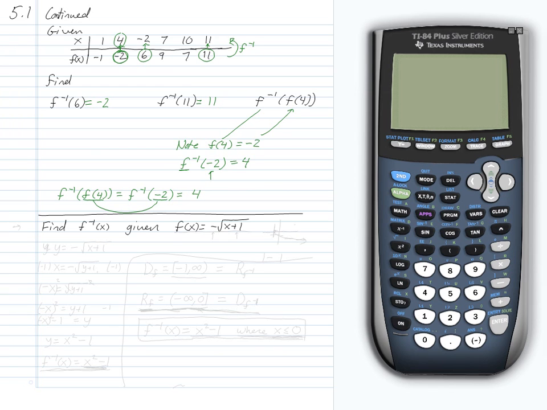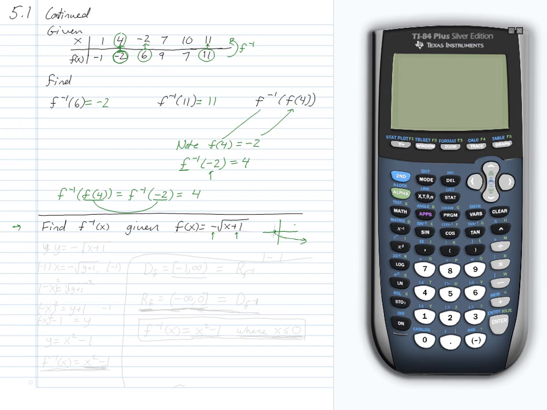Alright. I'd like to look at one more finding the inverse type question. So here we've got a function, f of x equals negative square root of x plus 1. We're going to find its inverse, assuming that inverse exists. So the first thing to do would be to graph f of x and see if it's 1 to 1. Well, we're going to flip vertically, and we're going to shift to the left 1 unit. So our square root function will flip vertically and shift to the left 1 unit. So something along these lines is what we're dealing with.